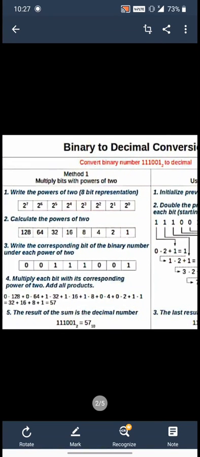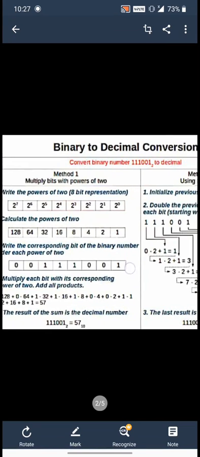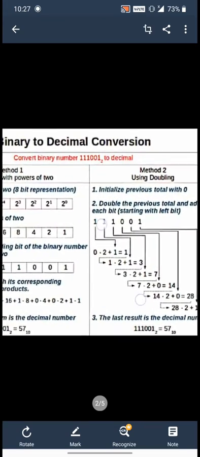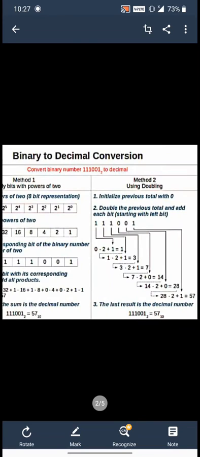Now, if you find this method a little bit tricky, there is an easier method also. See how it is done. This is the second method. Let me give you an idea how to solve this one. Initialize the previous total with 0. That is, initially you can think that your complete decimal value is 0.